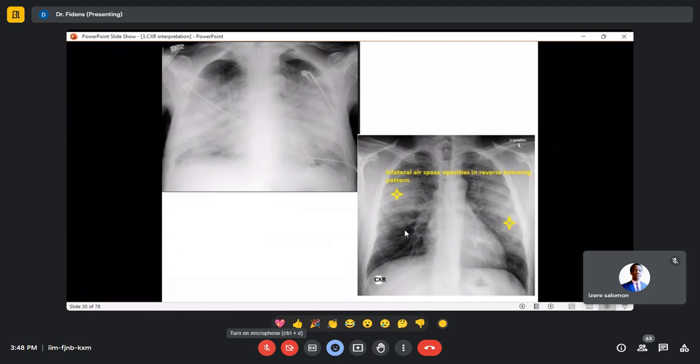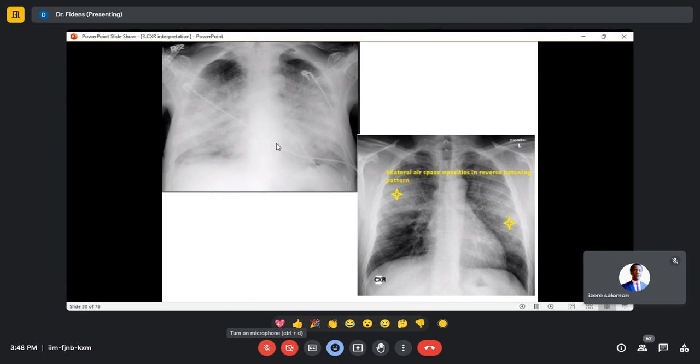Like this one, by the way, I have images. This is the heart with silhouette sign. Silhouette sign doesn't mean completely opacified, no? This silhouette sign, because you cannot very well outline the margin of the heart, comes with patchy, irregular, alveolar opacities that are symmetrical. You can see. They're symmetrical and pericardiac and silhouetting the heart margins.